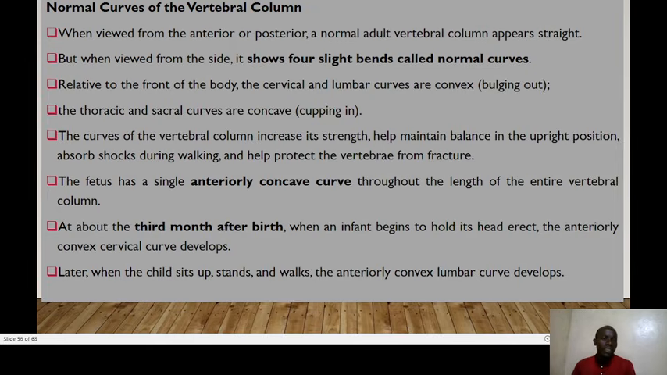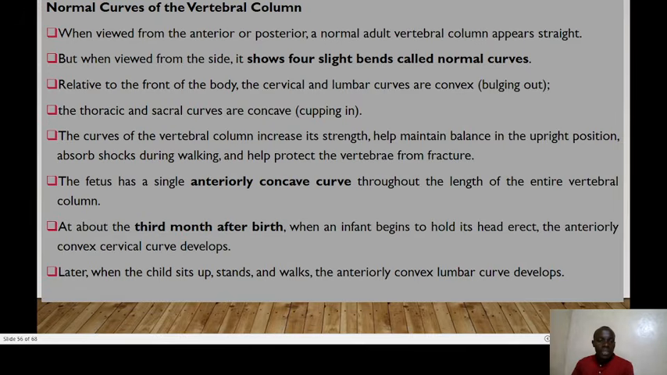So, the normal curves of the vertebral column: when viewed from the anterior or posterior, okay, the front or back, a normal adult vertebral column will appear as if it is straight. But when viewed from the side, it shows 4 slight bends called normal curves. Relative to the front of the body, the cervical and the lumbar curves are convex, they bulge out, while the thoracic and the sacral are concave, they curve in.